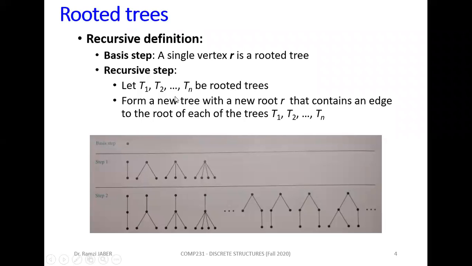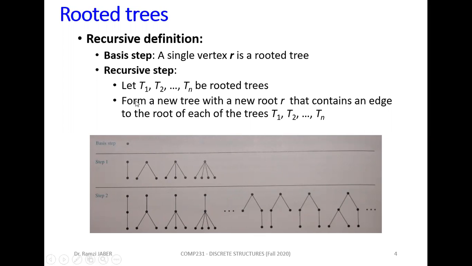So, I will repeat this. The basis step is only one node, called vertex R. For the recursive step, for T1, step one level here. We have one level, only one edge. Okay, one level of edges. So it can be T1 only, or T1, T2, or T1, T2, T3, or T1, T2, T3, T4, till Tn, as you can.